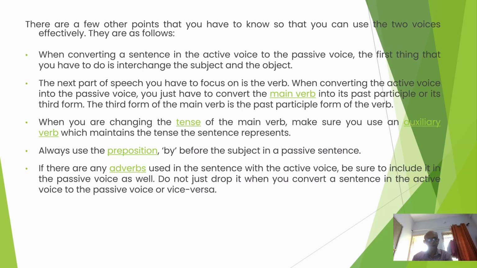When you are changing the tense of the main verb, make sure you use an auxiliary verb which maintains the tense the sentence represents. Always use the preposition by before the subject in a passive sentence. If there are any adverbs used in the active voice sentence, be sure to include them in the passive voice as well. Do not just drop them when you convert a sentence from active to passive or vice versa.